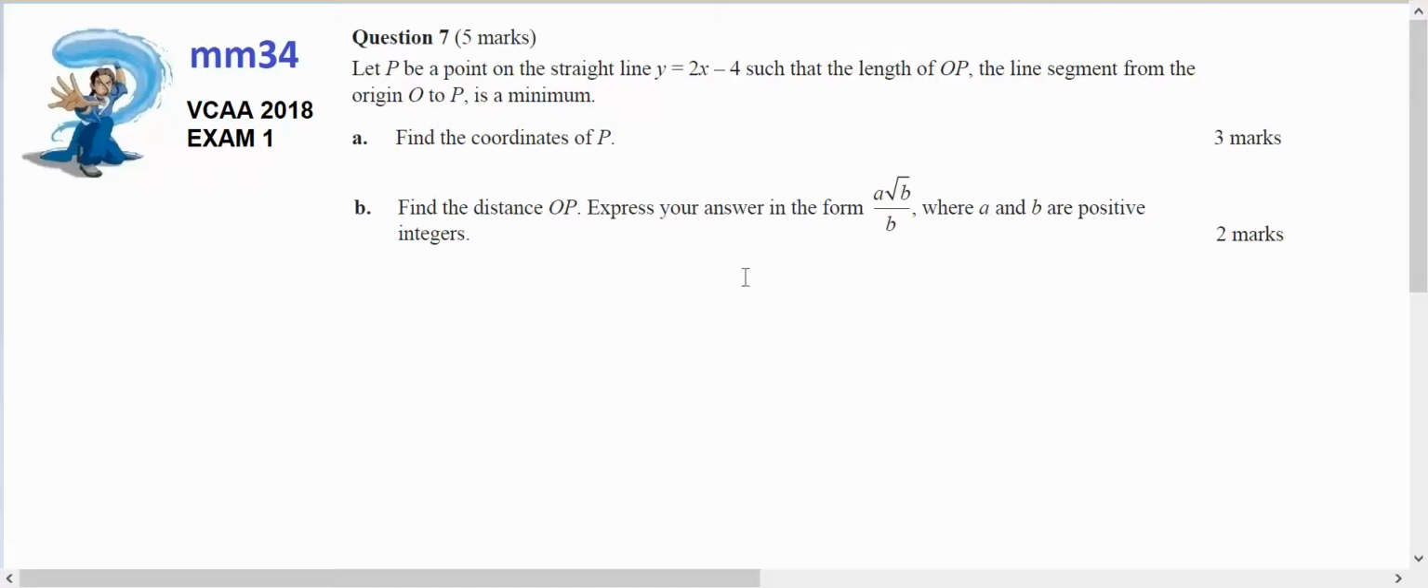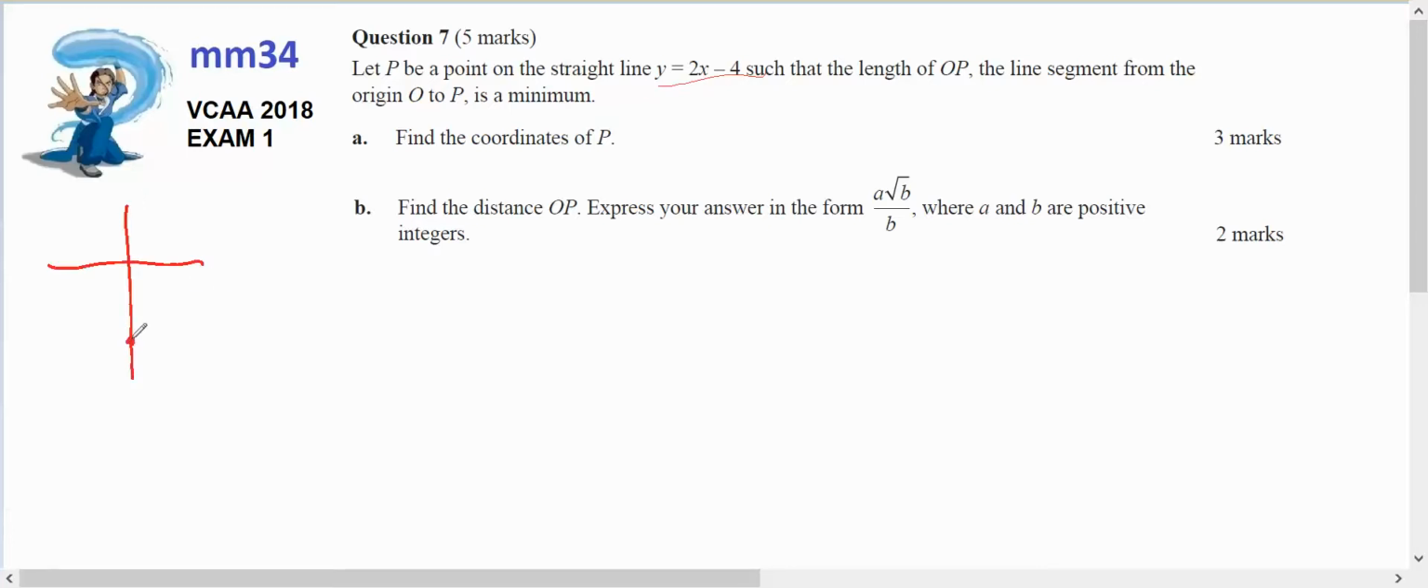This is for Year 12 Methods. It comes out of 2018 Exam 1, question number 5. So it's a maximum minimum problem, and it's the minimum of a straight line from O to P. So P is on this straight line.